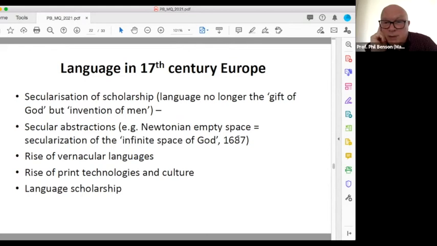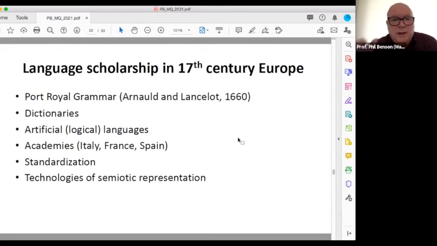But Newton sort of transformed that into something real, something empirical. He argued that this infinite space of God was not divine, it actually existed. And there was also the rise of vernacular languages, the rise of print technologies and culture, and the rise of language scholarship in this period.